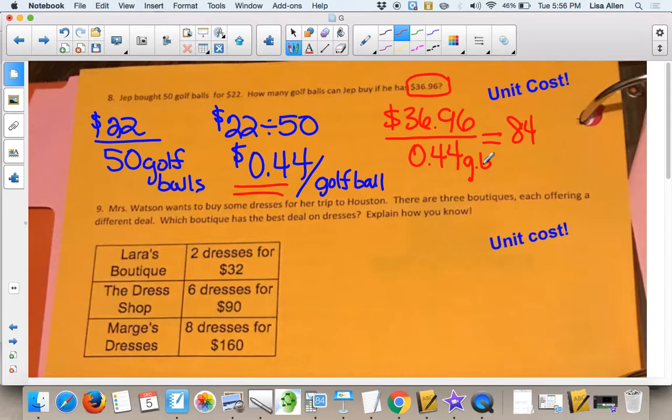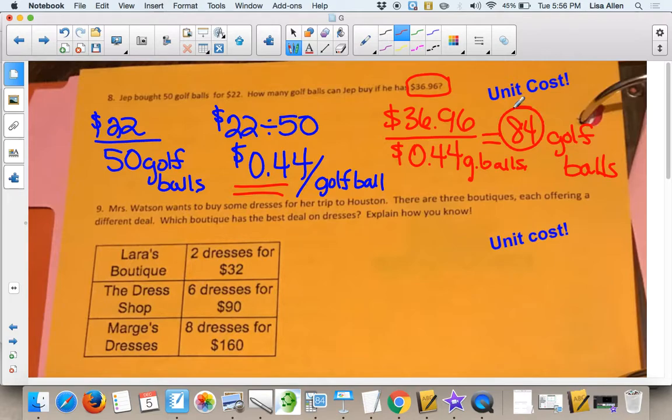There's something that doesn't sit right with me with this. Oh, I didn't put my units on. So it's 44 cents per golf ball, and you're able to buy 84 golf balls total.